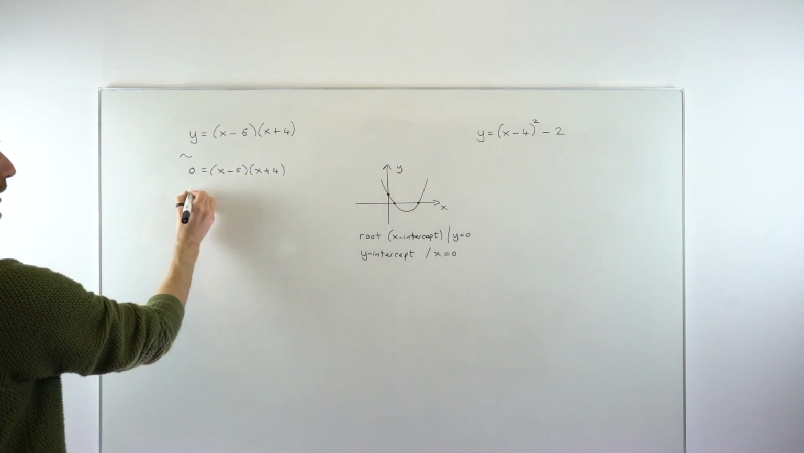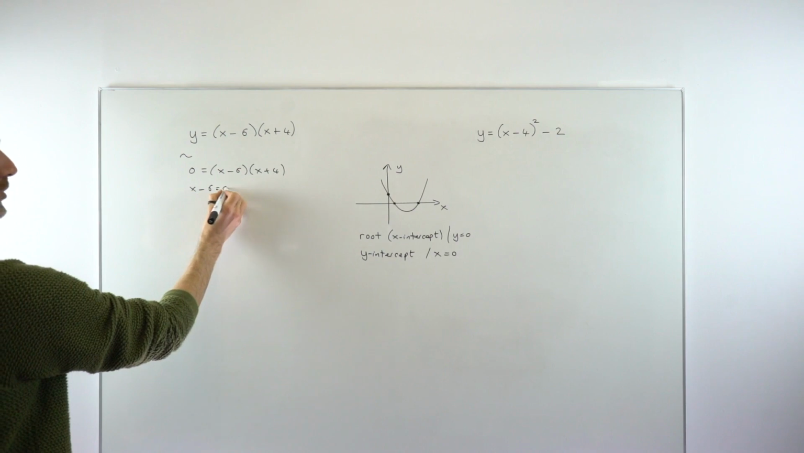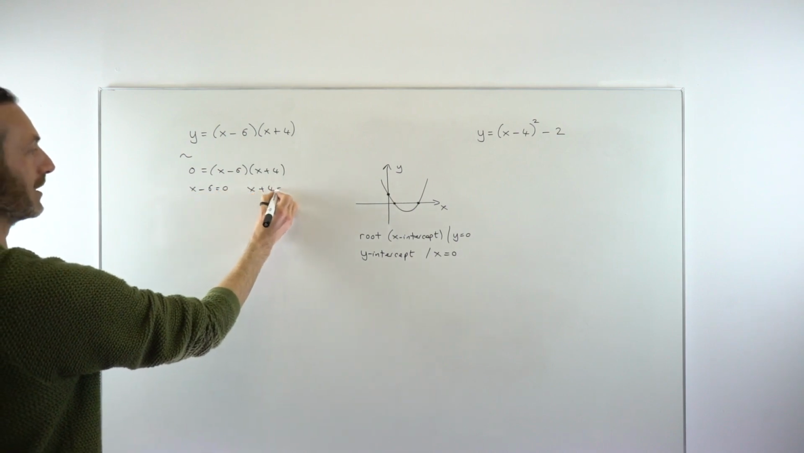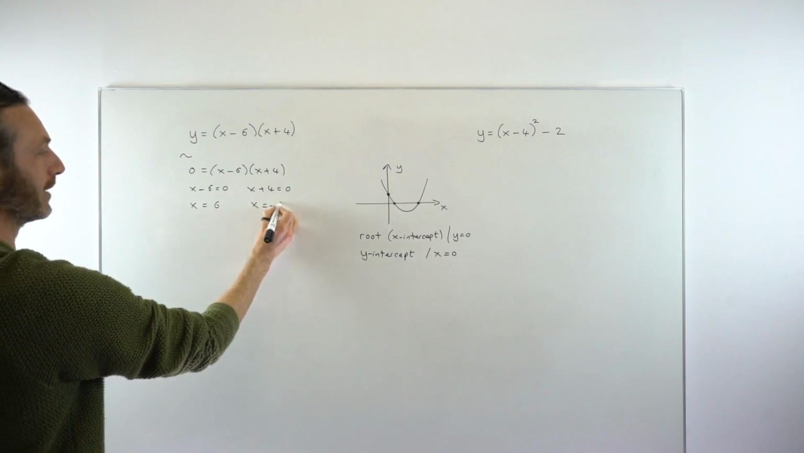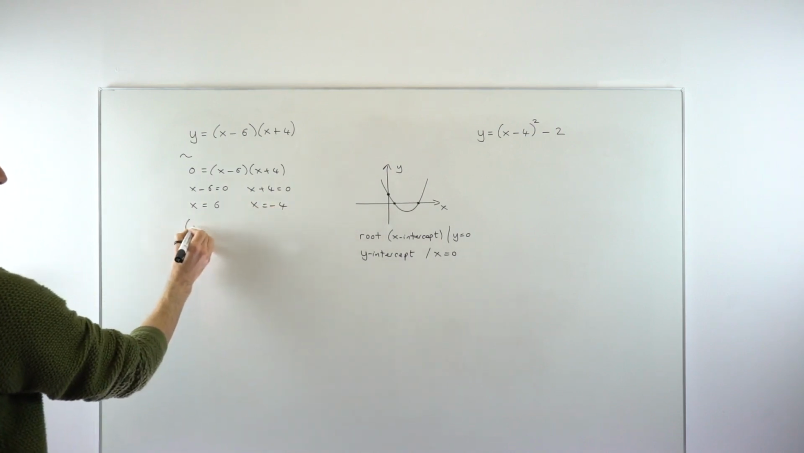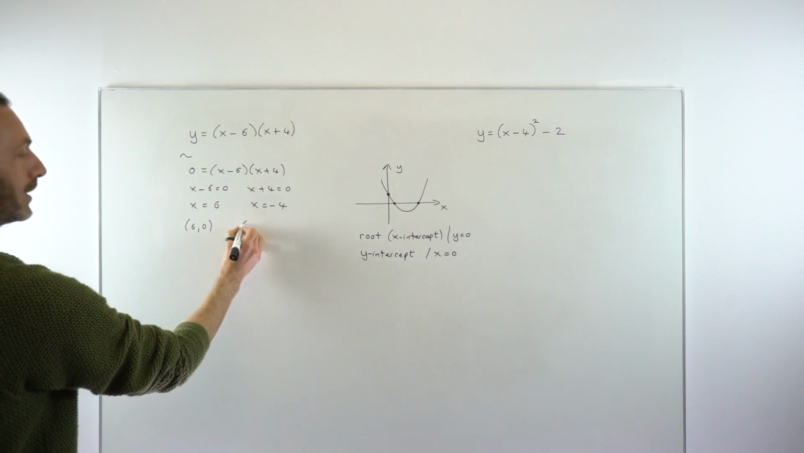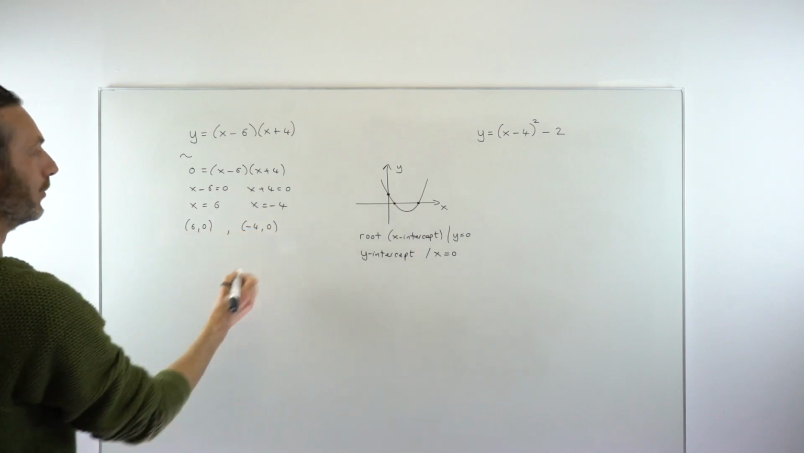This is a quadratic equation. You can solve it by separating into two mini equations like this. It's already been factorized. Then we just solve that to get 6 and -4, telling us that the two root points would be (6, 0) and (-4, 0).